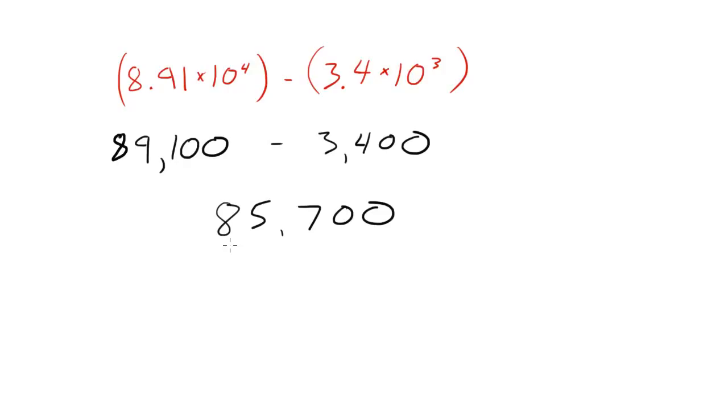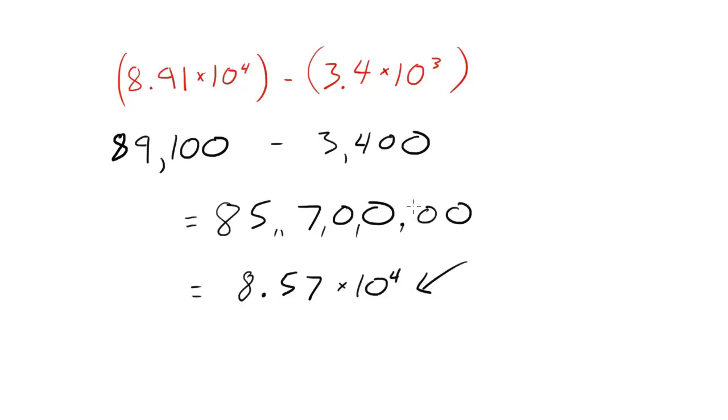85,700. Now what this converted into scientific notation is: right now the decimal point is right there, and we want to move it right here. So let's count the spaces. 1, 2, 3, 4. So our final answer equals 8.57 times, of course, 10 to the fourth. So that's our final answer right there.